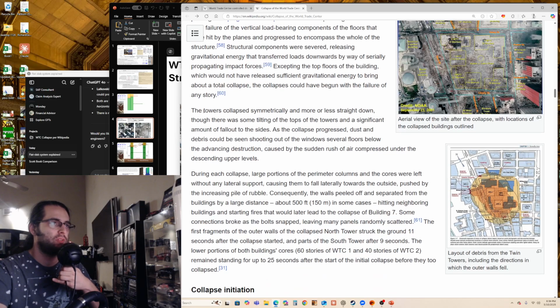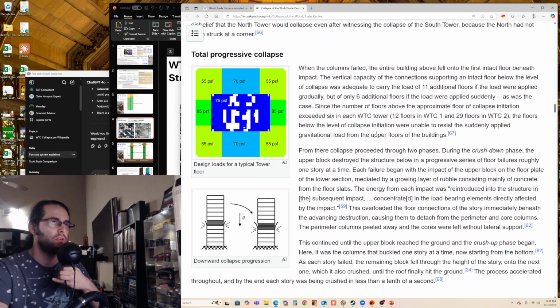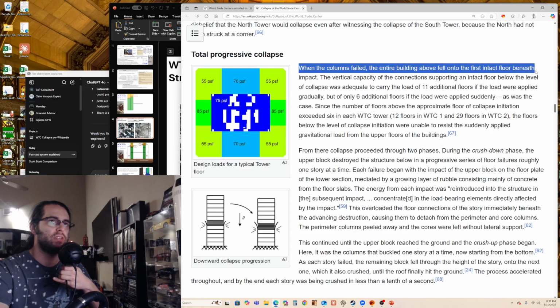The towers collapsed symmetrically, more or less straight down, though there was some tilting on the tops of the towers, and a significant amount of fallout to the sides, 80%. As the collapse progressed, dust and debris could be seen shooting out of the windows several floors below the advancing destruction, caused by a sudden rush of air compressed under the descending upper levels. No source. Total progressive collapse. When the columns failed, the entire building above fell onto the first intact floor.